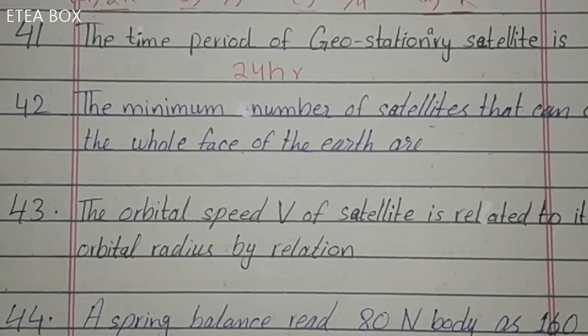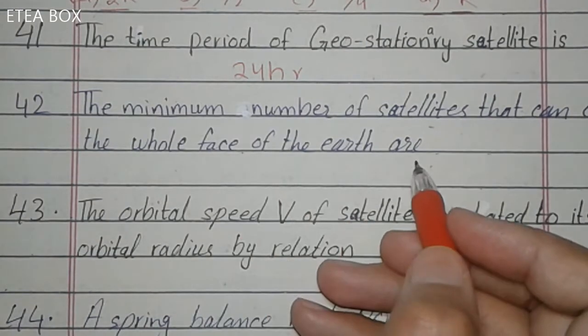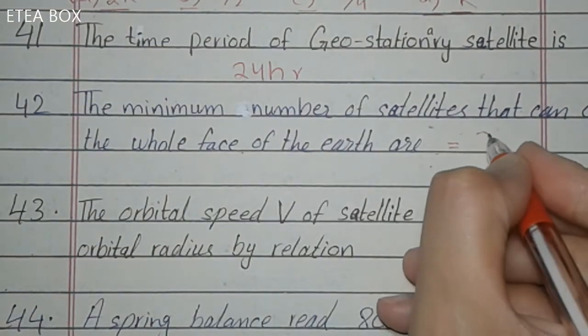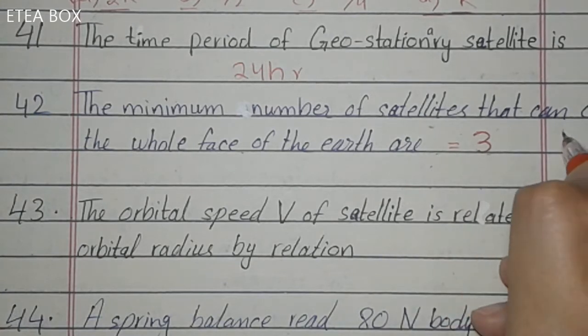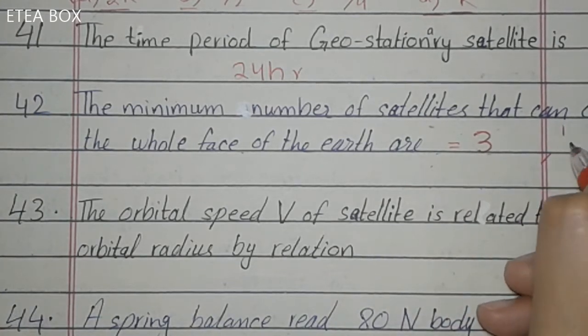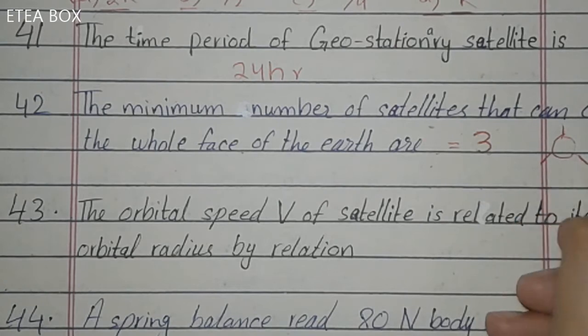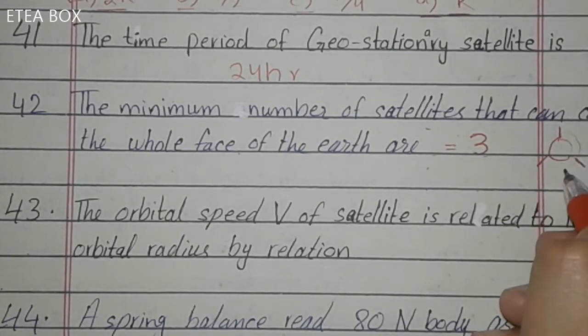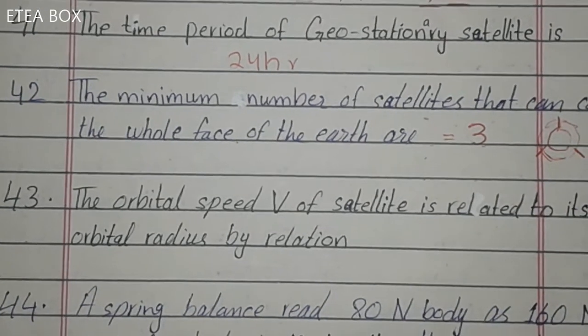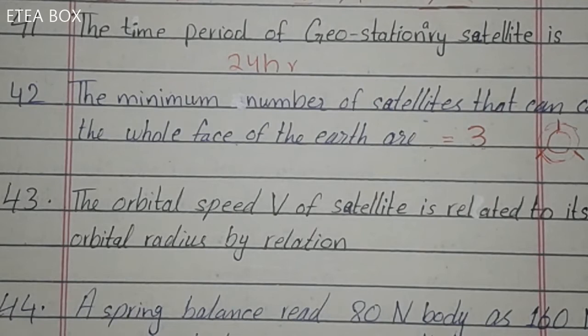The minimum number of satellites that can cover the whole face of the Earth is, then the minimum number is 3. Okay, 3 satellites can cover the whole face when they are placed at the angle of 120 degrees. Let's suppose it's Earth, and when the satellites are placed at the angle of 120 degrees, then it will cover the whole face of the Earth. Okay, like this.